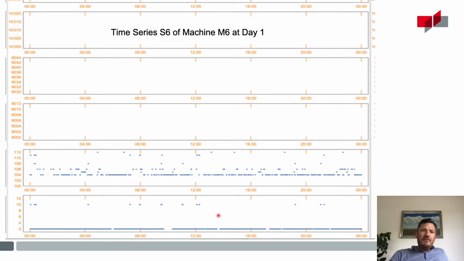What we see for this machine is that there is almost a line for the status value 2. This is an important value for this company since 2 means standard operation. So we can also see that there are interruptions, which means that the machine is not operating at those times. On the other hand, you see lots of dots which stand for non-standard operating status values.